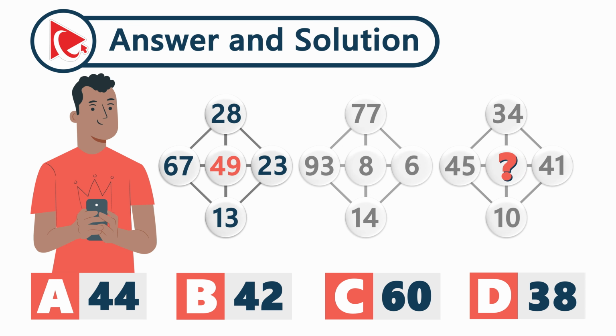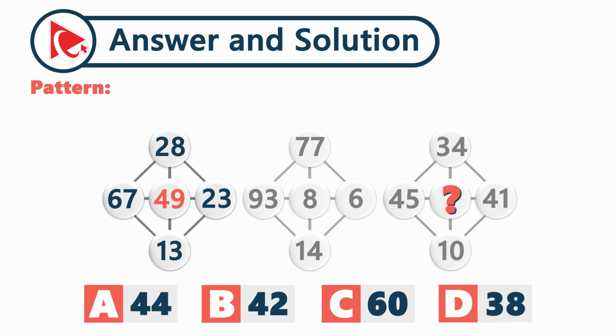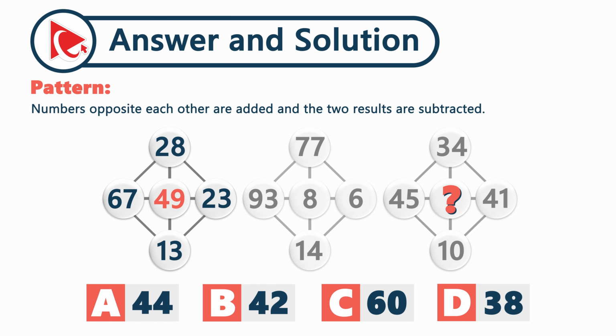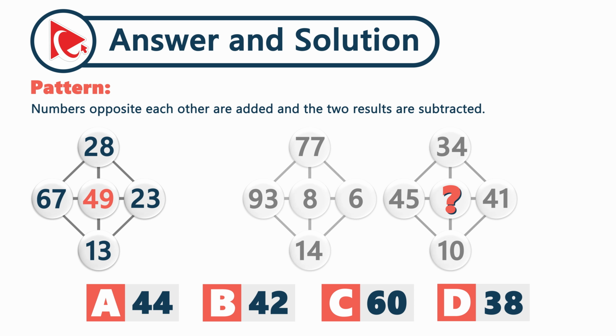Remember the hint I gave you? With that hint, you could probably determine the pattern. And the pattern here is that the numbers on the opposite sides are added, and then two results are subtracted. Let's look at the example. 28 plus 13 equals 41, and 67 plus 23 equals 90. 90 minus 41 equals 49, and that's exactly the number in the middle.